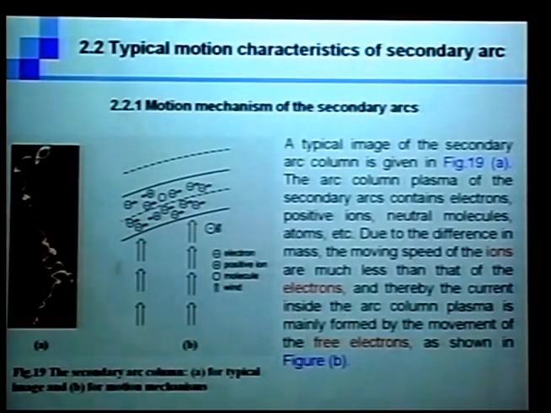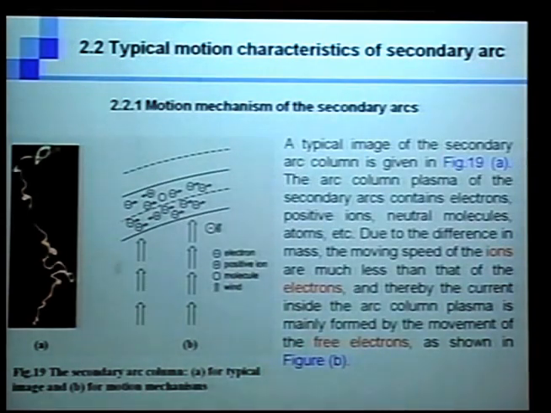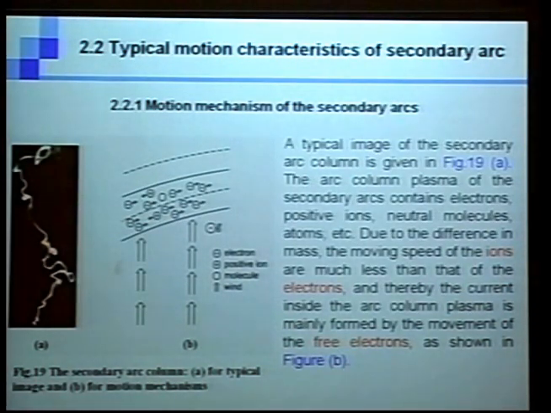Here is just a very basic explanation in physics to show the motion mechanism of the secondary arcs. Due to the difference in mass, the moving speed of the ions is much less than that of the electrons, and thereby the current inside the arc column plasma is mainly formed by the movement of the free electrons. That's shown in the figure.